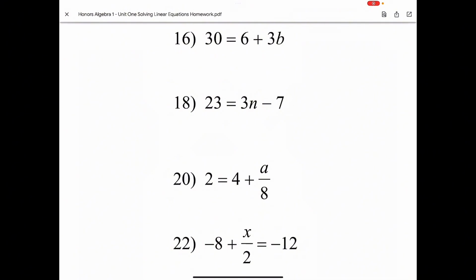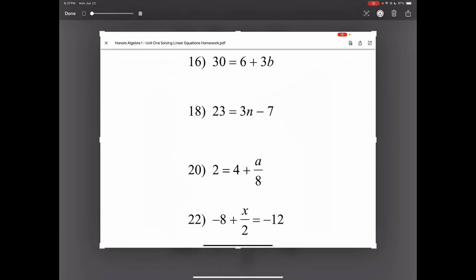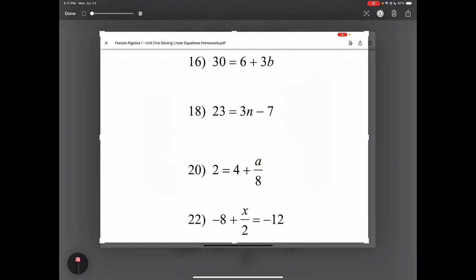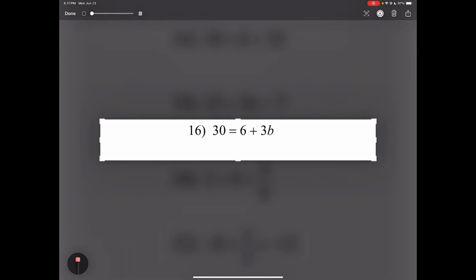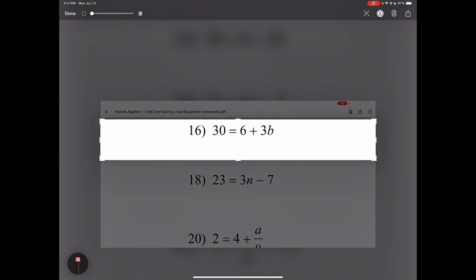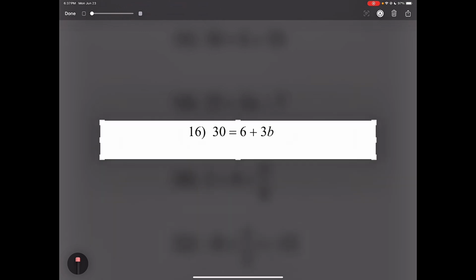I'm going to screenshot this because we are going to want to write with our pen. So, let's start with this first problem right here. This first problem is 30 equals 6 plus 3b. So, to solve this problem, let's see here. Let's say you spent $30.